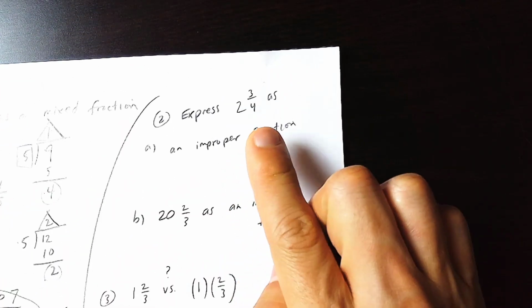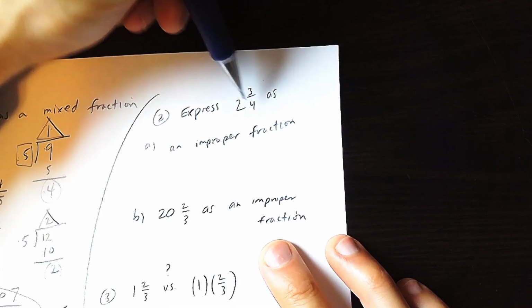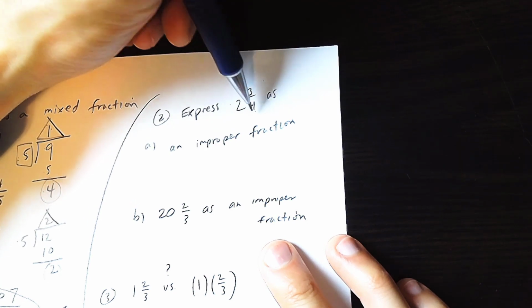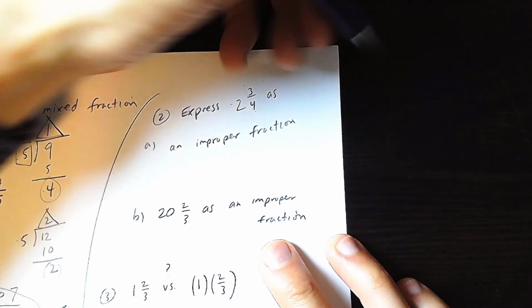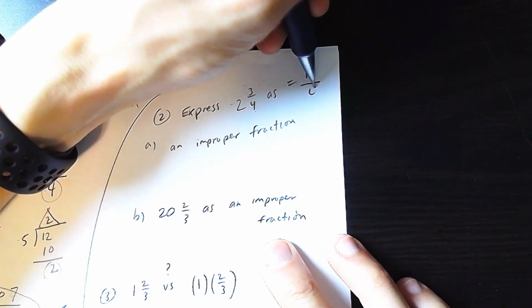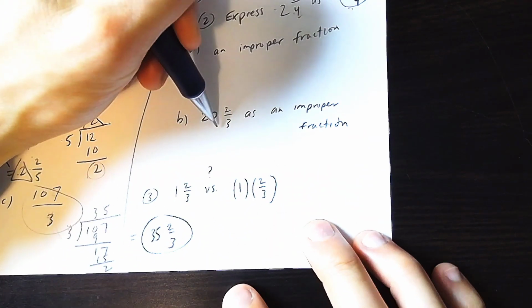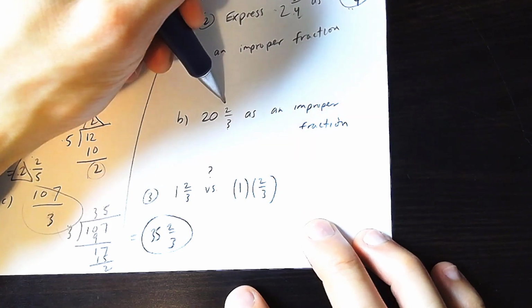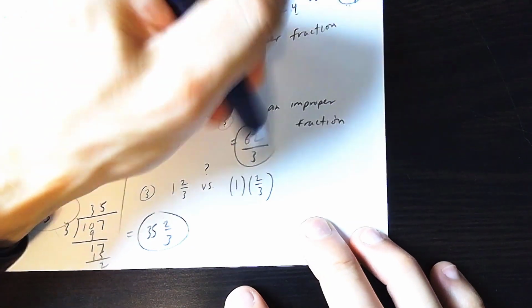Now let's focus on going the other way. This is probably easier. When you have a mixed fraction, you just go denominator times the number. 2 times 4 is 8, plus the numerator. 8 plus 3 is 11. 11 over the same denominator, 4. Now let's do it again. 20 times 3 is going to be 60. 60 plus 2 is going to be 62 over the same denominator, 3.